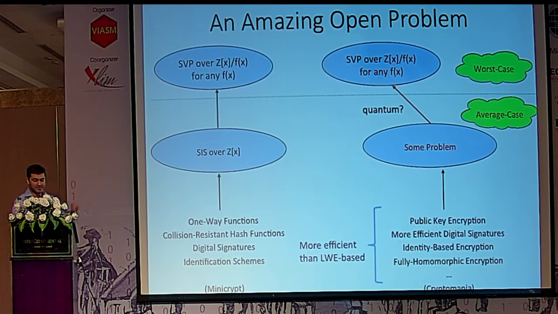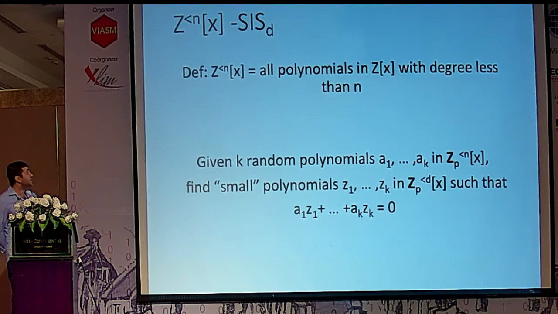Okay, so let me explain the result of this paper, and maybe why this doesn't naturally just carry over to this. All right, so I'm going to define this other problem over just regular polynomial rings over the ring Z[x], and I call it Z_{<n}[x]-SIS_D. First of all, this set is all polynomials in Z[x] with degree less than n. So that's what this notation means, okay?